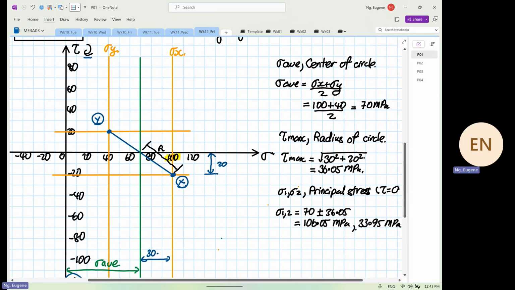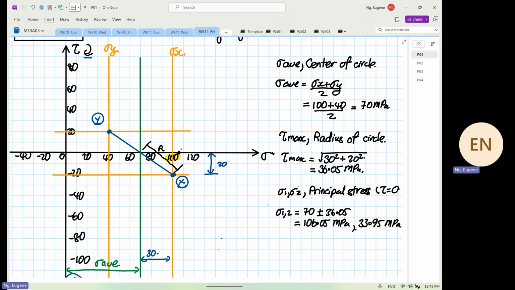So from here, we know the points of principal stress. This is just a sketch. This over here is our stress 1. And then another point, 33. This is just by eyeballing. This is our stress 2. And then we know that our maximum shear is at 36. So 36 is somewhere around here. This distance over here is our tau max.